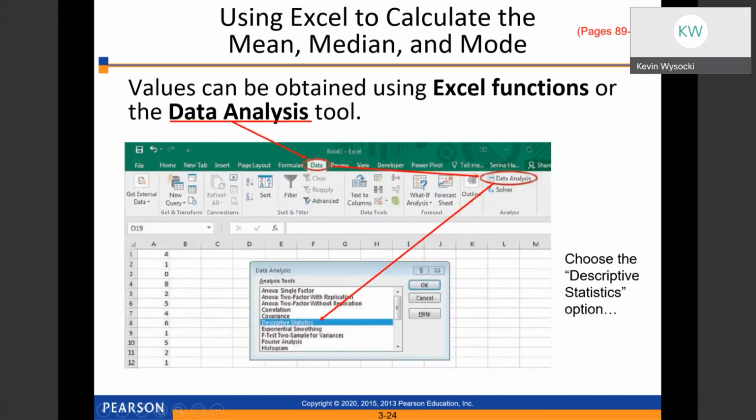So this is found in the same place as we used in chapter 2. In the data tab up top, you choose data analysis. When the box comes up, you choose descriptive statistics.